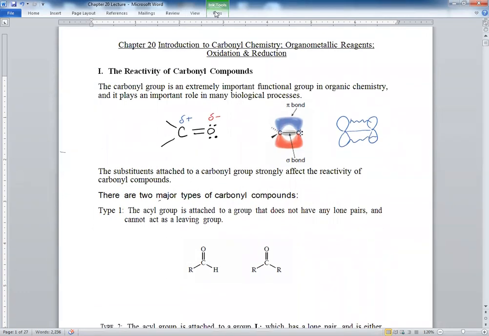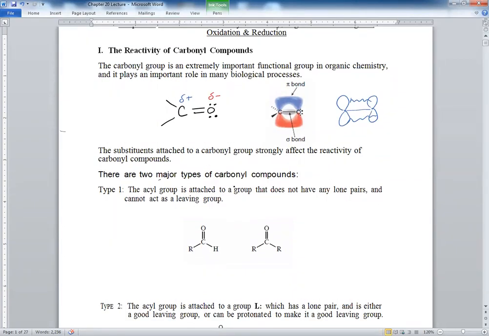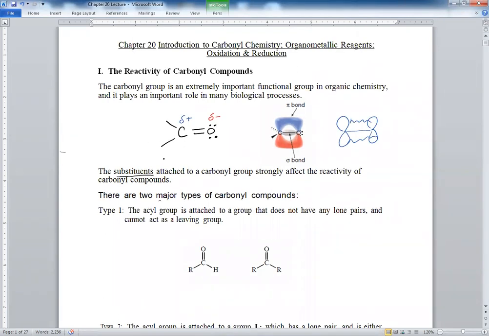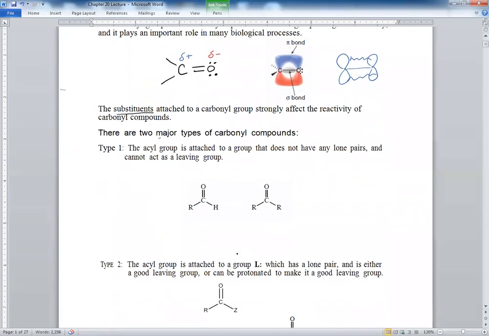Now let's move on to talk about the two major types of carbonyl compounds. The substituents attached to the carbonyl group strongly affect the reactivity of carbonyl compounds. This is a very important statement. What you are going to learn in about the next 4 or 5 chapters is how changing one group here on the carbonyl compound will create a new reactivity for the compound. Of course, there are patterns, but there are also specific reactions for these substituents.